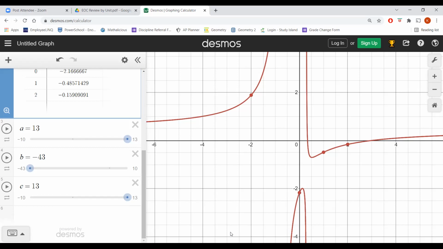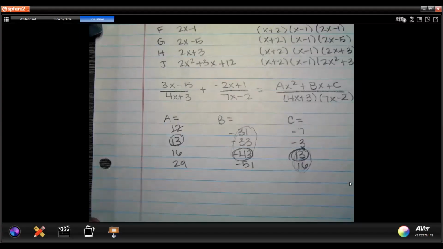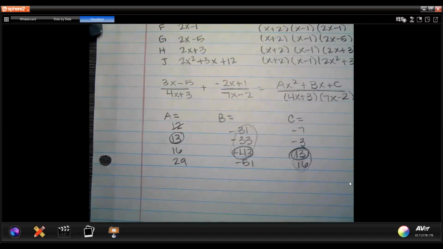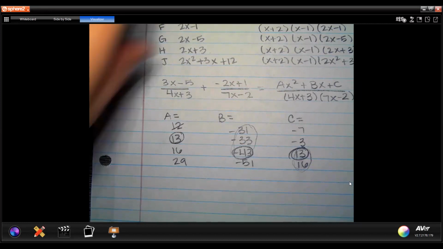Now, that was a time-consuming process, obviously. If you could remember how to do the problem, just do the problem by hand. But if you don't remember how to do the problem, it's kind of a nice cheater method for doing it. So I do kind of like that method.